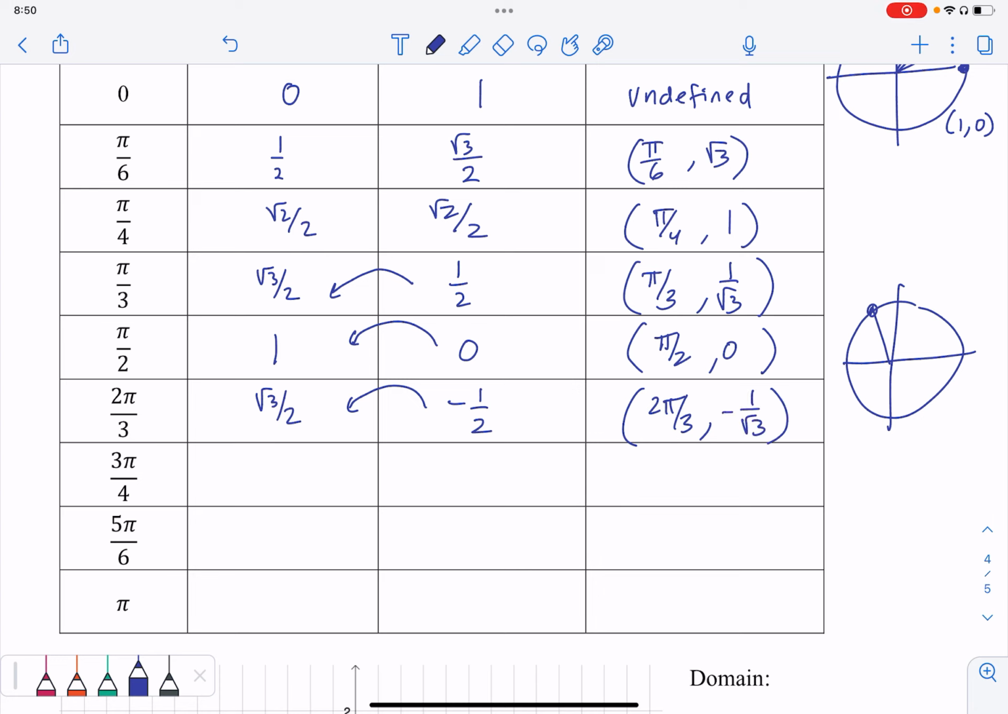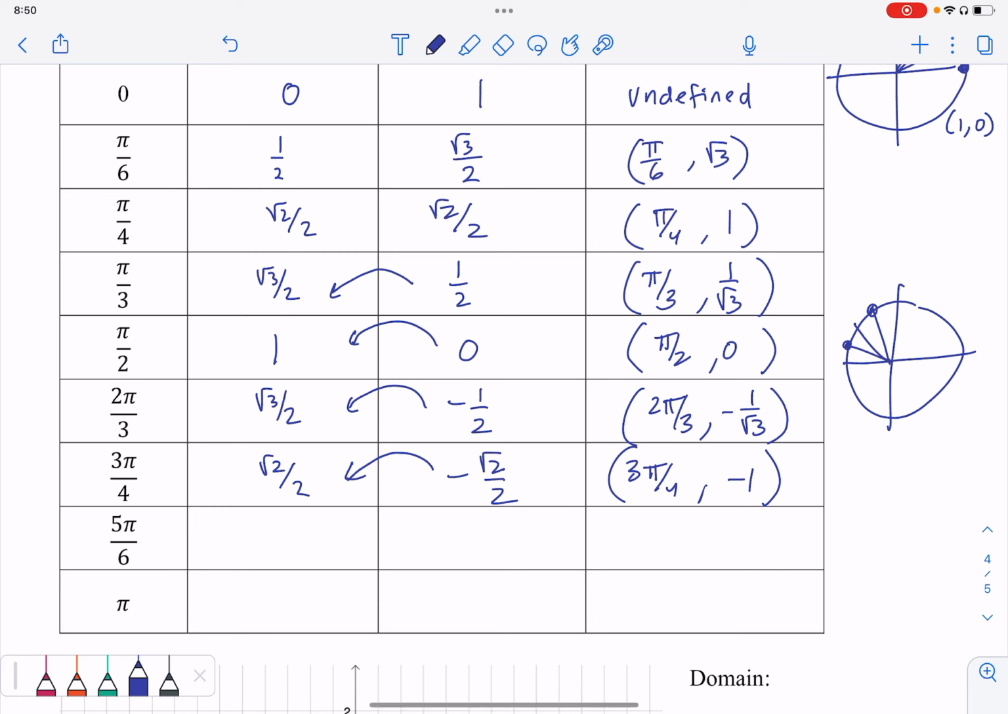All right, what about 3 pi over 4? I can see that my sine value should be root 2 over 2, whereas the cosine will be negative root 2 over 2. And when I do negative root 2 over 2 divided by root 2 over 2, I just get negative 1 as my output.